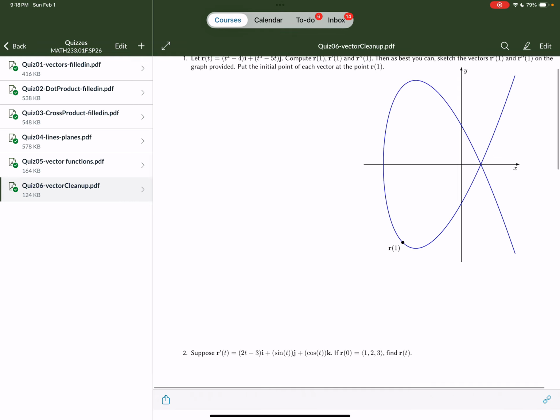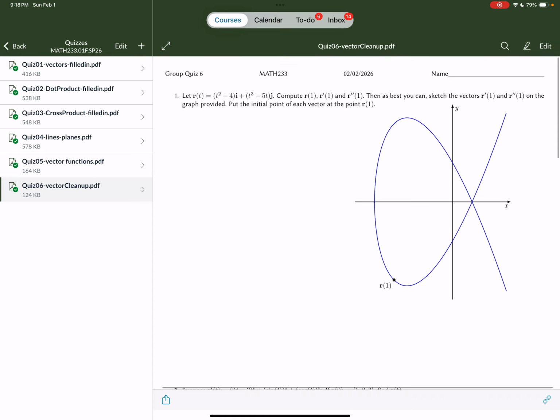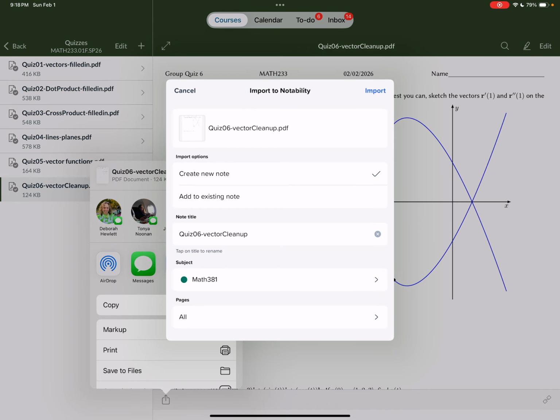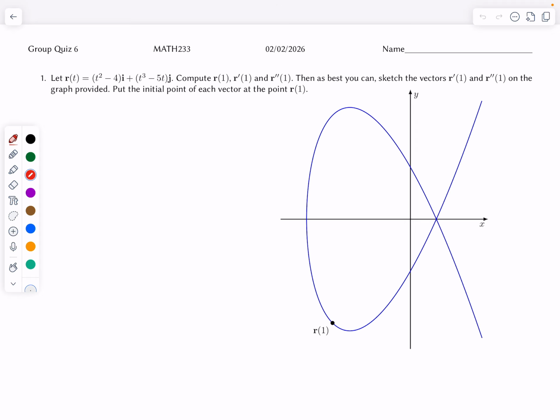Just do these first two problems. You can watch the video and we'll do the rest of it together. So take a minute and go ahead and download this. I'm going to go ahead and put this in Notability, and then I will do it. So pause the video, try this yourself, and then come on back.